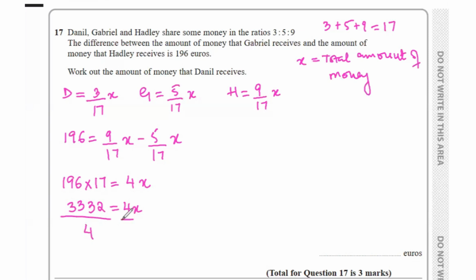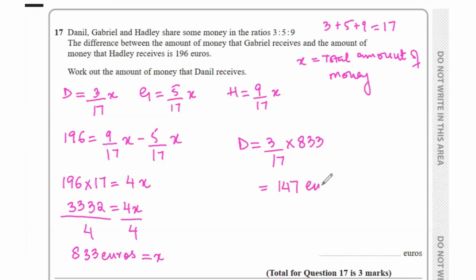We divide both sides by 4 to get the value of x, which is going to be 833 euros. That is your total amount. Now, for Daniel's amount, we'll just do 3 over 17 times 833, which is equal to 147 euros. So that is his share.